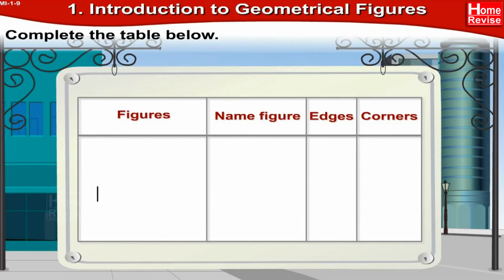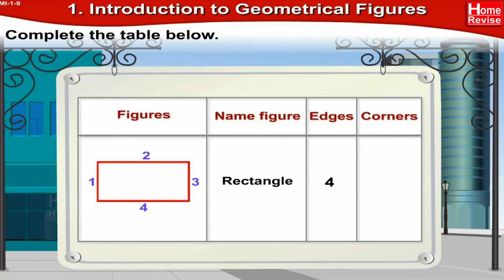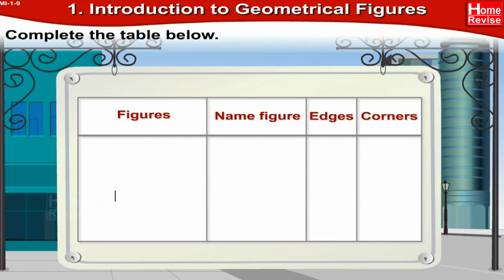Now let us see the next figure. That's a rectangle. So name of the figure is rectangle. Number of edges. They are 4. Now let us see the number of corners. They are 4 too. So write 4 over here. Let us see the next figure, and that's a square. So name of the figure square. Number of edges again 4. Number of corners 4 too.